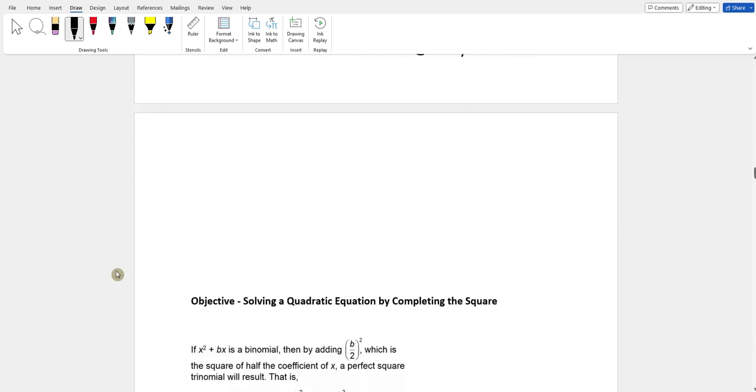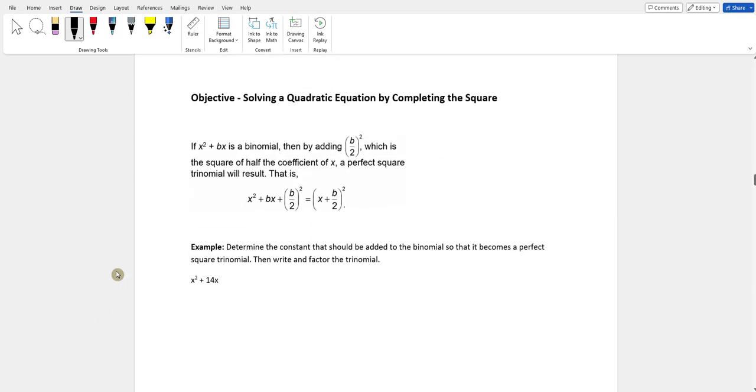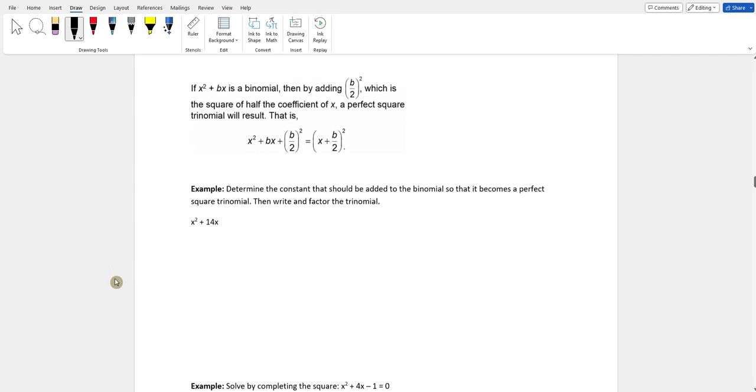Now we're going to discuss how to solve problems by completing the square. If you have x squared plus bx, which is a binomial, by adding b over 2 squared, which is the square of half the coefficient of x, you're going to get a perfect square trinomial. So x squared plus bx plus b over 2 squared is going to factor into a square of a binomial, which is x plus b over 2 squared. So in this first problem, we're going to determine what constant should be added to this binomial so that it becomes a perfect square trinomial.